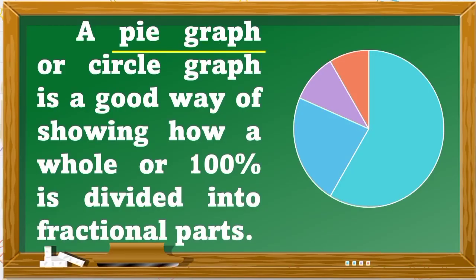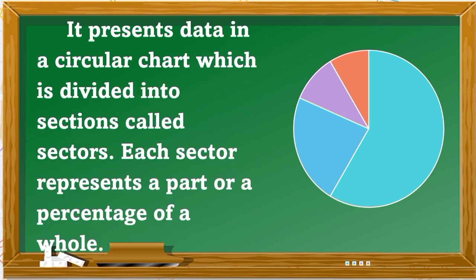A pie graph or circle graph is a good way of showing how a whole or 100% is divided into fractional parts. It presents data in a circular chart, which is divided into sections called sectors. Each sector represents a part or a percentage of a whole.